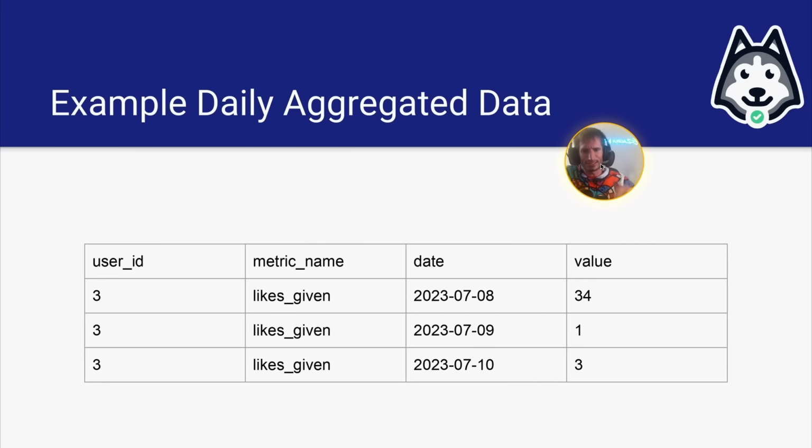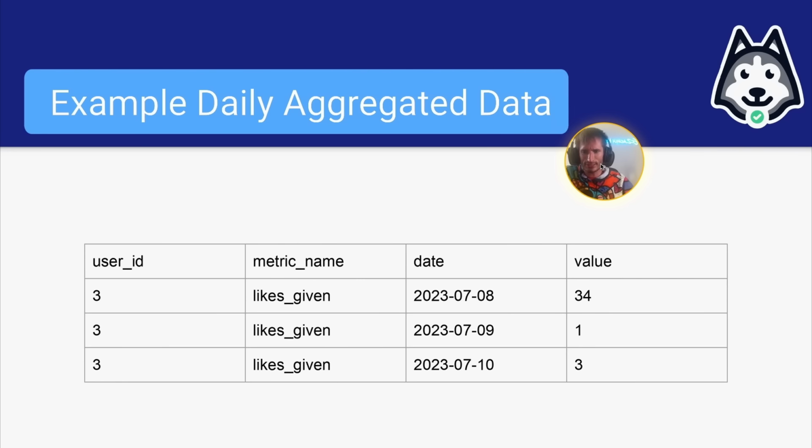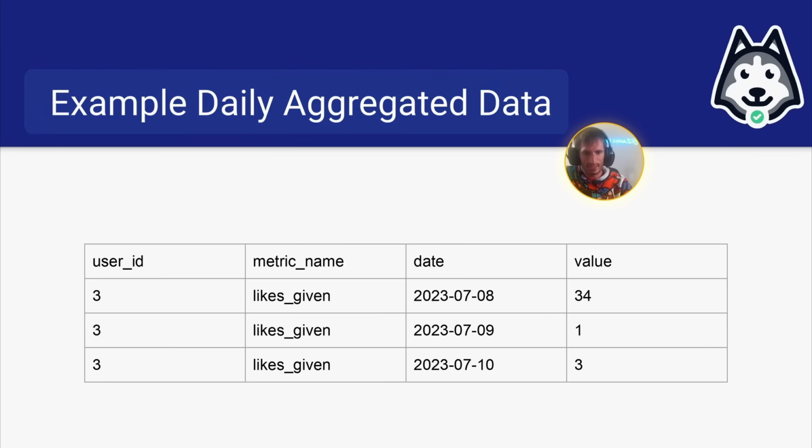So here's the daily aggregate. You have a couple of things here, right? You have the user ID, then a metric name, in this case likes given, and you have the date, and then how many likes were given. So now we have our daily aggregates. This is going to look a little bit nicer. In this case, you have one row per user per metric per day.